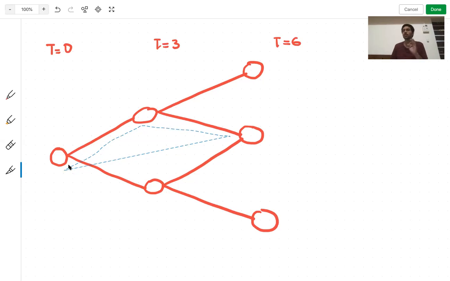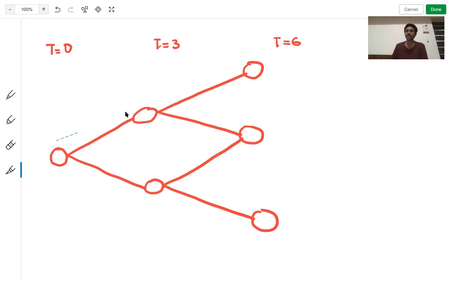Okay, now coming to the third path, the share price can actually fall from t equal to 0 to t equal to 3, and then it could rise from t equal to 3 to t equal to 6. Okay, this is the third path. So we have seen three paths till now.